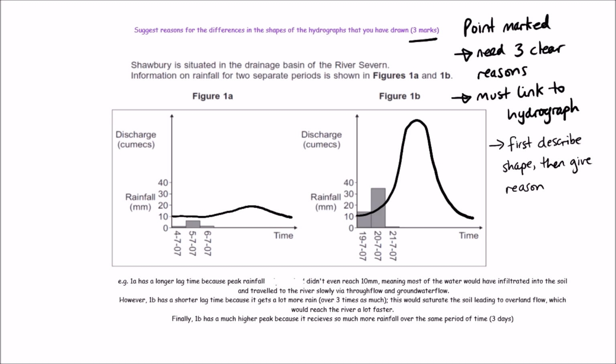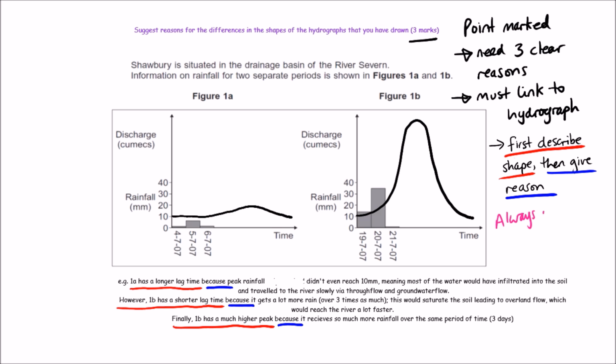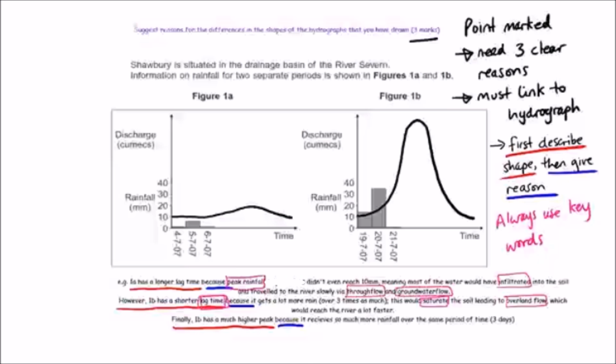Now you can see that this answer has a really clear structure. First they have described the shape of the hydrograph, for example longer lag time or higher peak. Then they have given a reason to explain the shape each time. Finally, you must always use keywords, and you can see how many have been used in this example here. So we've got peak rainfall, infiltration, through flow, etc. Make sure you have 3 clear reasons, 1 for each mark.